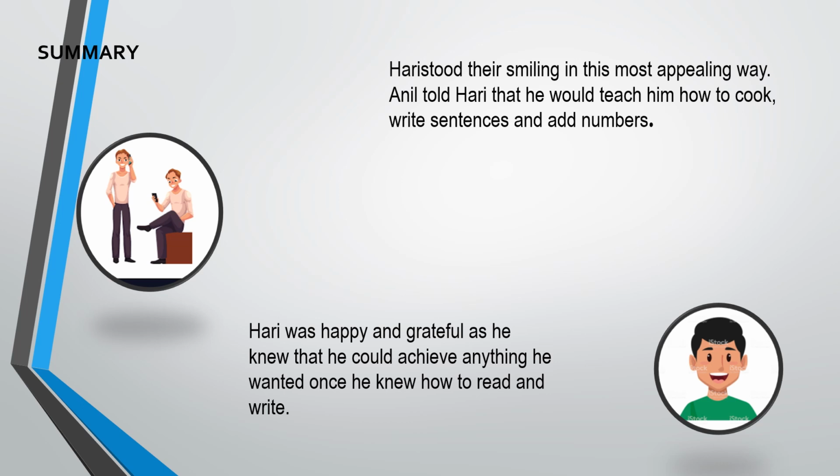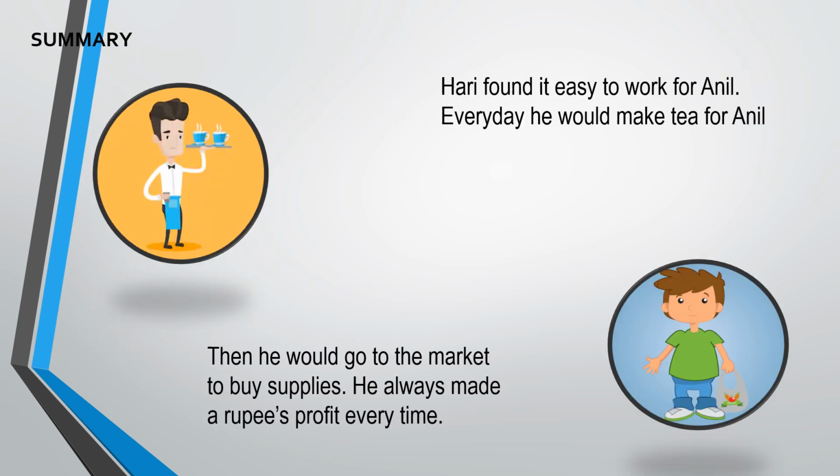In his most appealing way. Anil laughed at it and told Hari that he would teach him how to cook, write sentences, and add numbers. Hari was happy and grateful, as he knew that he could achieve anything he wanted once he knew how to read and write.